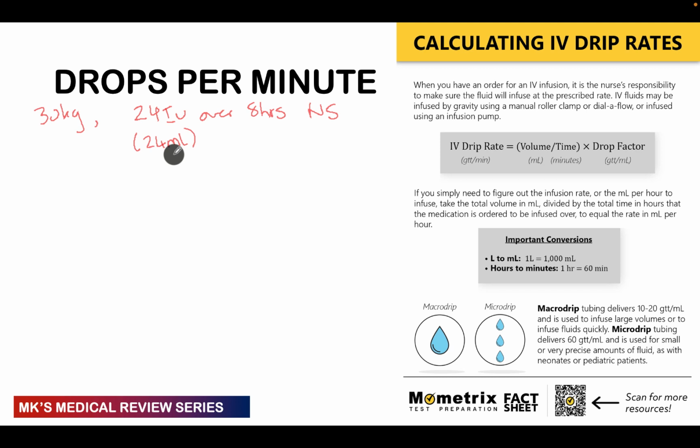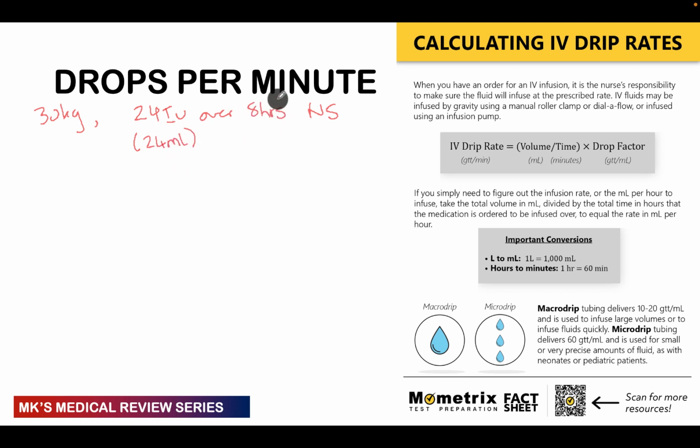So there are a few things that you need to know. First of all, the volume is supposed to be in mils, so this is already okay. If it was in liters, for example 2.4 liters, you would convert that to mils by multiplying by 1,000. But the very fact that it's already in mils, no problem.